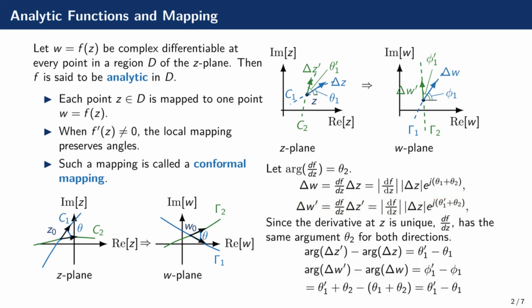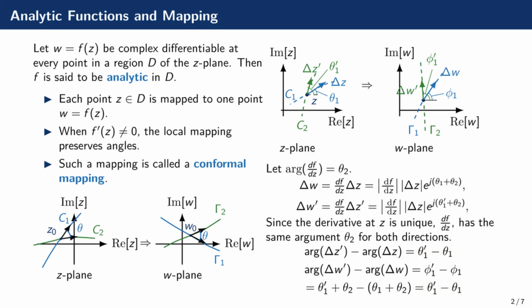Now compare the two angles. The angle between delta z prime and delta z is theta sub 1 prime minus theta sub 1. The angle between delta w prime and delta w is phi sub 1 prime minus phi sub 1. Substituting the expressions above, we get theta sub 1 prime plus theta sub 2 minus theta sub 1 plus theta sub 2. The theta sub 2 terms cancel, so the result is theta sub 1 prime minus theta sub 1. This is exactly the original angle between delta z and delta z prime. Thus, the angle after the mapping is the same as the angle before the mapping.